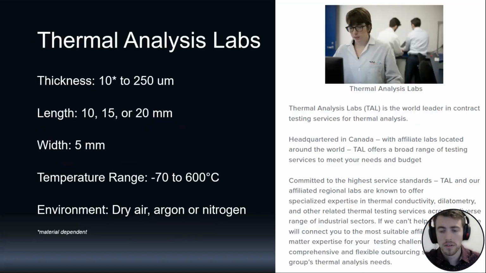I would like to lastly highlight that the thermal analysis lab at C-Therm is equipped with the TMA as well as a thin film attachment. So we're able to do TMA with thin films of thickness from 10 to 250 microns, a length of 10, 15, or 20 millimeters, as well as a temperature range from -70 to 600, and in an atmosphere of either dry air, argon, or nitrogen.